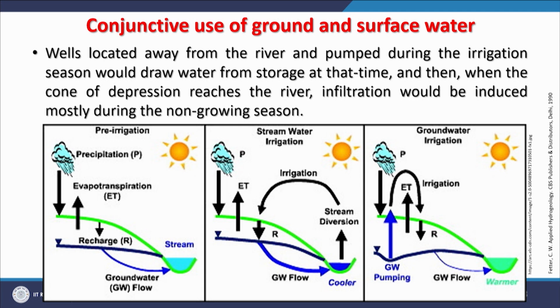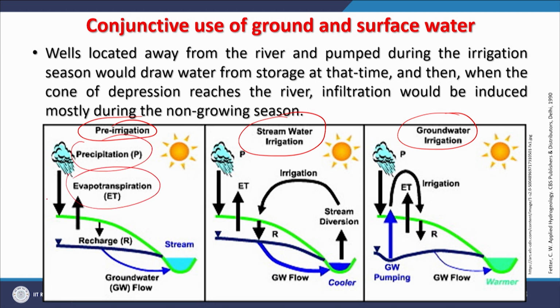during the non-growing season. So, 3 scenarios: pre-irrigation, stream water irrigation and groundwater irrigation, and this is exactly what is conjunctive. The purpose of discussing is the conjunctive use of water. So, when precipitation is occurring, other processes like ET are also happening, recharge is also happening, you are having water in the stream, and groundwater flow is also there and it is effluent.